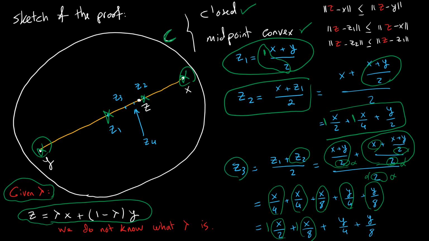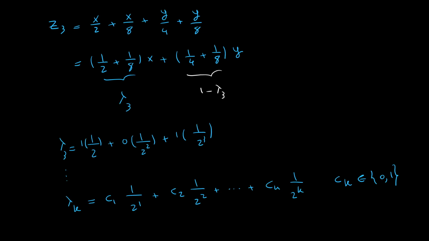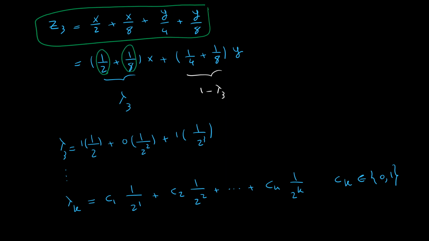So this is z3, and let's look at z3 in detail. If I just factor out coefficients of x, I'm going to have 1 over 2 plus 1 over 8 times x, and this is called lambda. I will call this lambda 3, and this is also 1 minus lambda 3, and the sum of all coefficients, no matter what index you use here, is going to be 1.